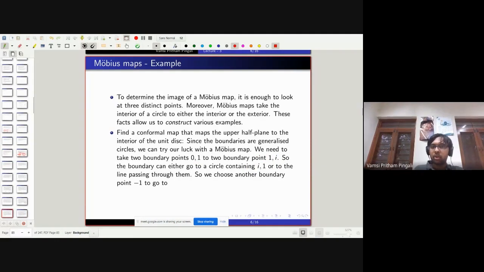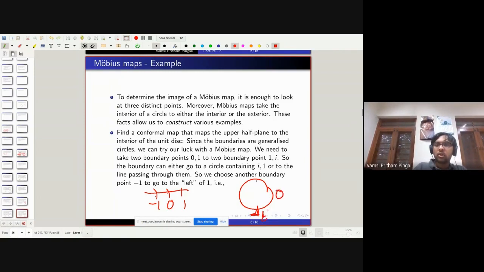So we need one more thing. So what we'll do is we'll take minus 1, 0, and 1 to go to the left of 1, because this, you see, is on the left side of this. So if you want to preserve the orientation, you should take this to minus i. Then you have some hope of this going inside. That's the idea. Okay.